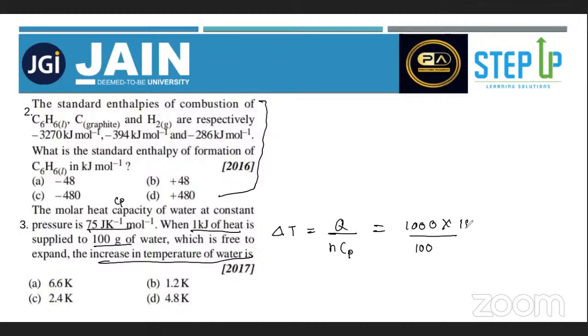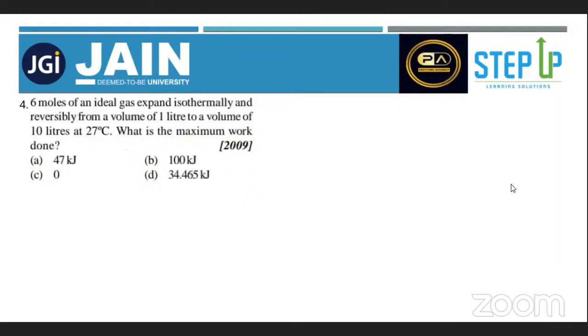So 100 upon 18, so 18 comes up, and Cp value is 75. Let's cancel this and this. Okay. 175, so that has to be seen. Other values, we don't have to do calculation further because this becomes 180 upon, we can eliminate the options anyway. It's 2.4. Okay, good. Next.